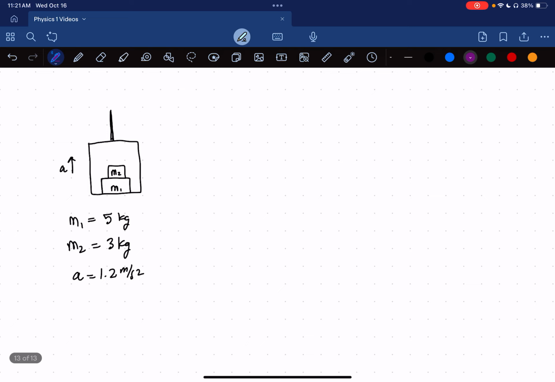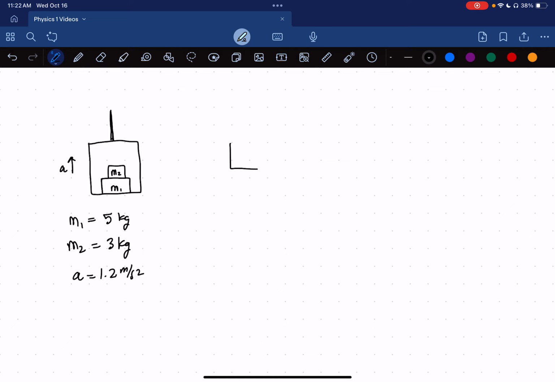Okay. Last one here is important for one of your homework questions. You have an elevator that's being accelerated upward. There's two masses in here. Mass 1 sits at the bottom of the elevator. Mass 2 sits on top of it with masses 5 and 3 respectively. The acceleration of the elevator and of mass 1 and of mass 2 is all 1.2 meters per second squared.